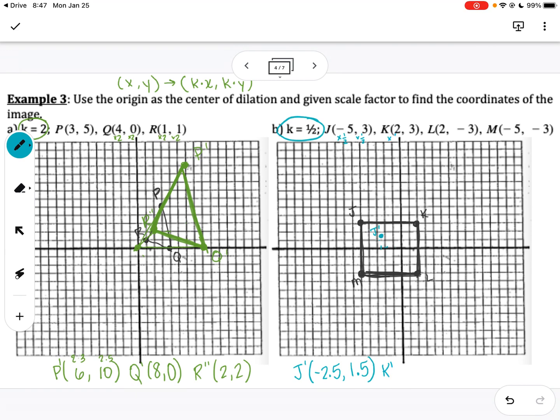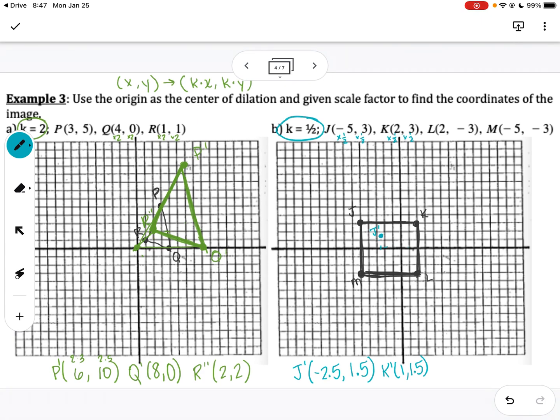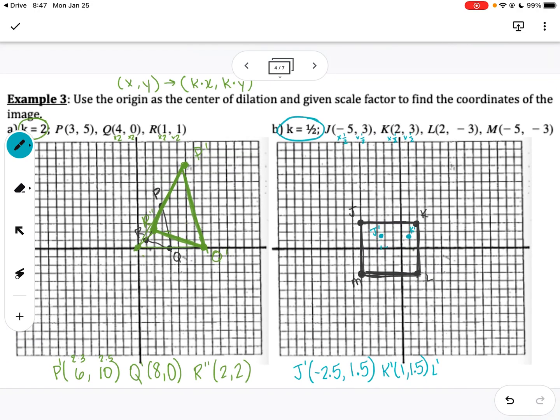So to find the image of K, I'm going to multiply each of those parts of the ordered pair by 1/2. So 2 times 1/2 is 1. 3 times 1/2 is 1.5. So half of 3 is 1.5. All right, so the image of point K is going to be at 1, 1.5. Next, I'm going to transform L. I'm going to dilate it. So I'm going to multiply each ordered pair by 1/2. 2 times 1/2, or half of 2, is 1. Negative 3 times 1/2, or half of negative 3, is negative 1.5. So point L is now at 1, negative 1.5.